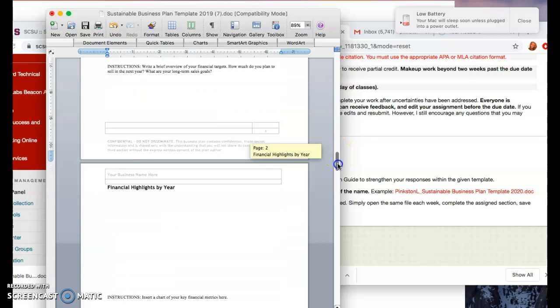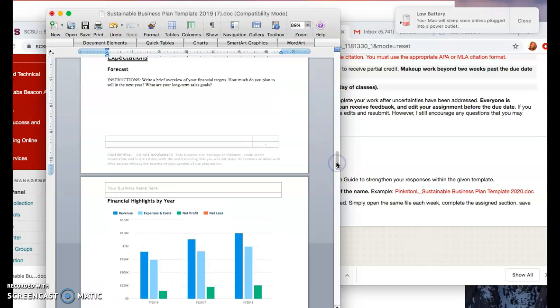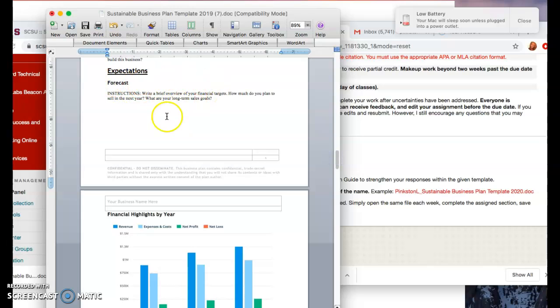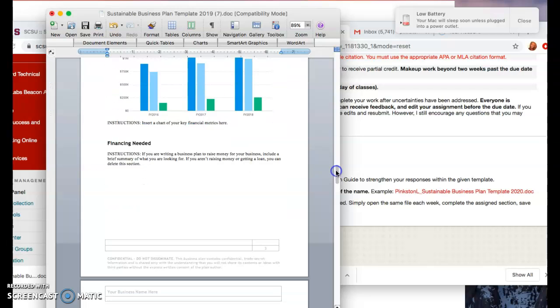Now, a lot of people skipped this area right here last week. So if you didn't do that, please go back and do that. Even on the student example I gave, that person skipped it also. But expectations is a part of the executive summary. All right. And that's your forecast. And then how are you going to raise money for your business?